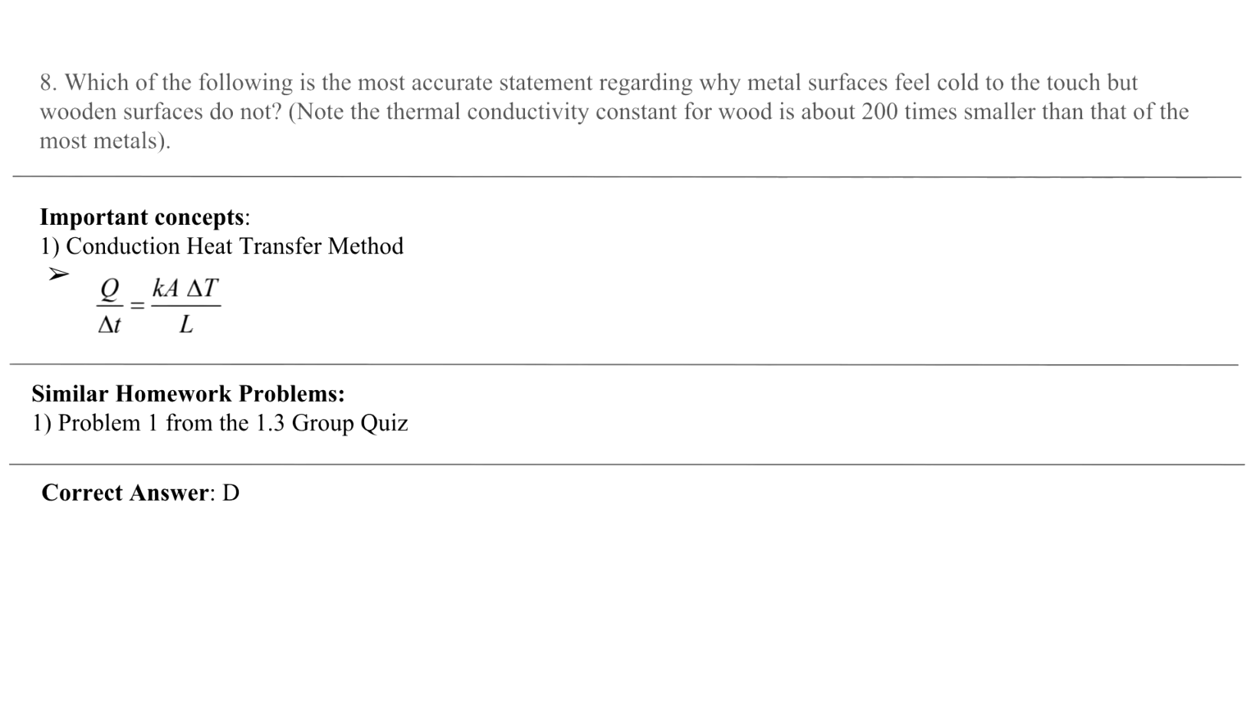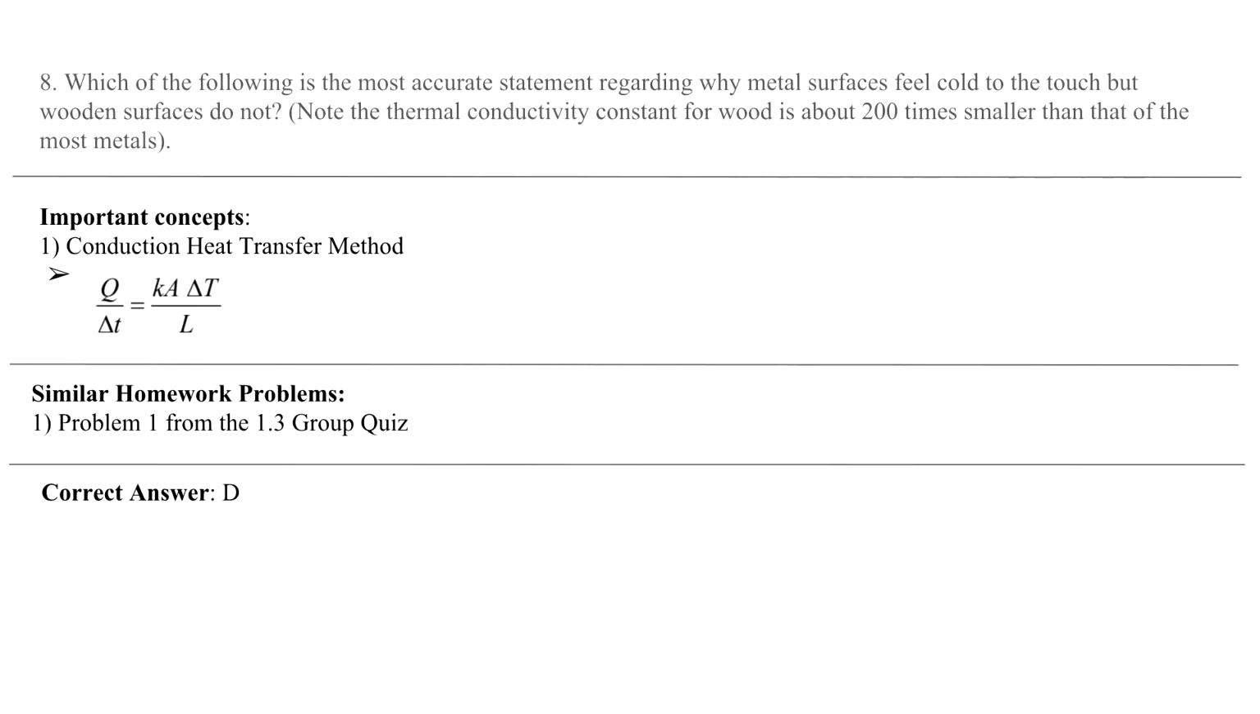Which of the following is the most accurate statement regarding why metal surfaces feel cold to the touch, but wooden surfaces do not? Note, the thermal conductivity constant for wood is about 200 times smaller than that of most metals. So the primary concept being tested here is the conduction heat transfer method. So when a person's hand touches an object, the object that the person is touching absorbs some of the heat from the person. Kinetic energy from the person, which technically is heat, I guess.